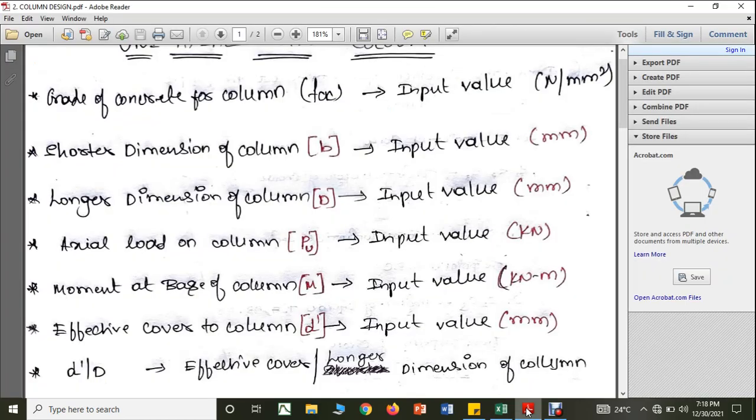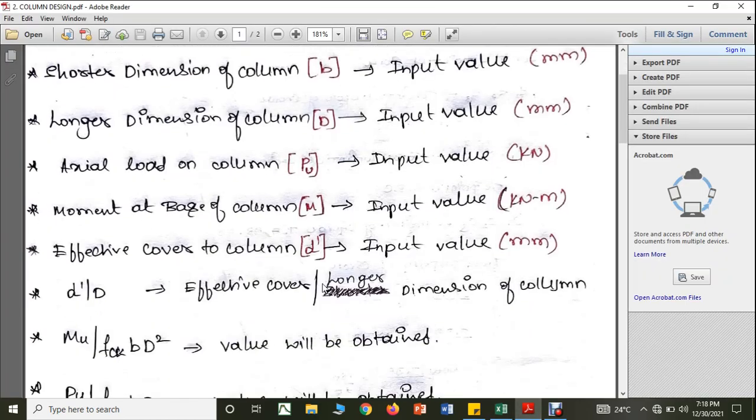So these are all the input values. Then the effective cover to the column. As per IS 456-2000, for the footing, the minimum cover that should be provided is 50 mm, whereas for the column, the minimum cover that should be provided is 40 mm.